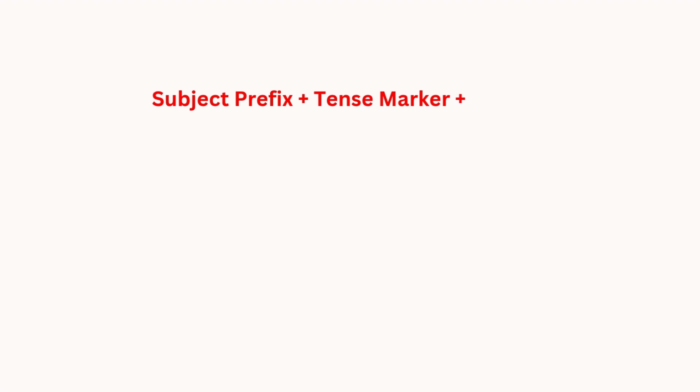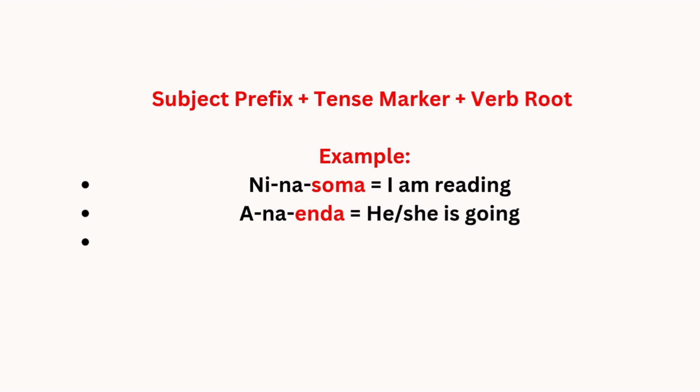So we're going to look at the basic structure of a complete verb in Swahili. It has the subject prefix, then the tense marker, followed by the verb root. We're going to see just three examples to illustrate, and we'll look at them more later, because in this whole tutorial we're going to be looking more at the present tense, and that includes learning more about verbs as well.